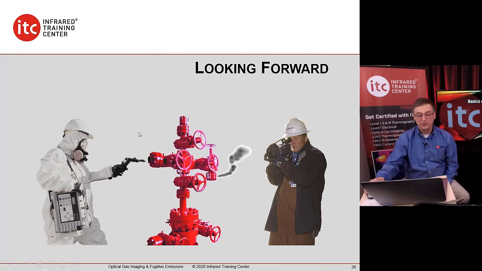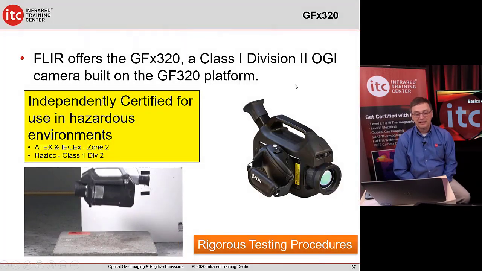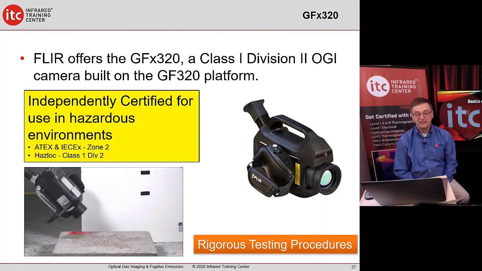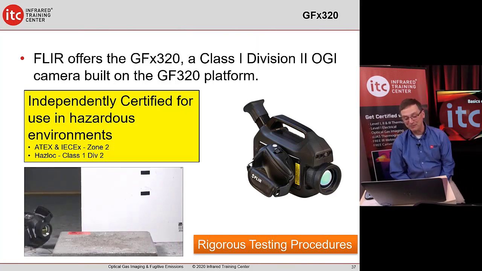You can see the Method 21 over here and an example of an optical gas imager over there. What's coming down the pipe? Well, we already have the Class 1 Division 1 camera that's built on the GF320 platform. That's a GFX 320. And that drop video still horrifies me to see the cameras dropped. I would never do that in class and test it, but boy, I tell you, those cameras are rugged.